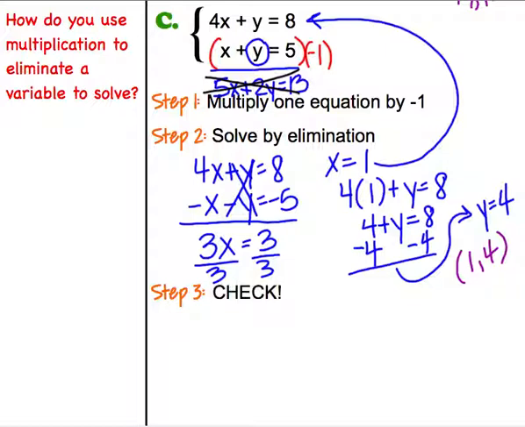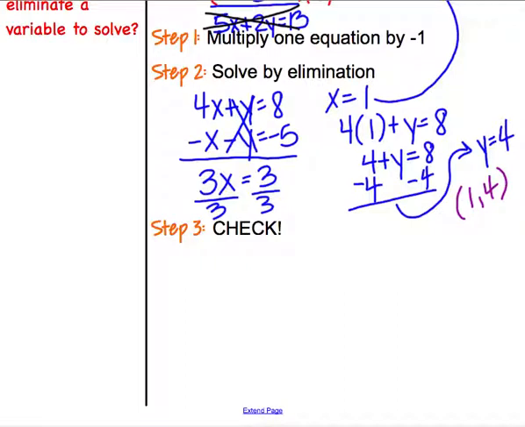I'm going to go ahead and let you take care of the check, and we'll go from there, because if you can do the check, then you should be good to go.